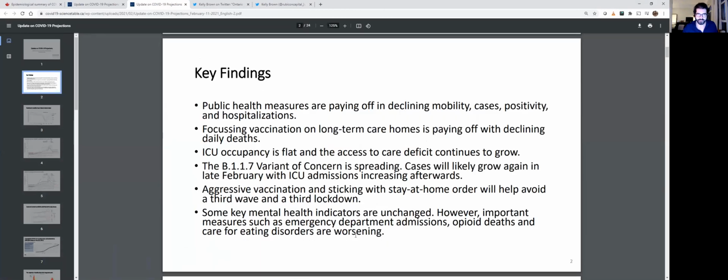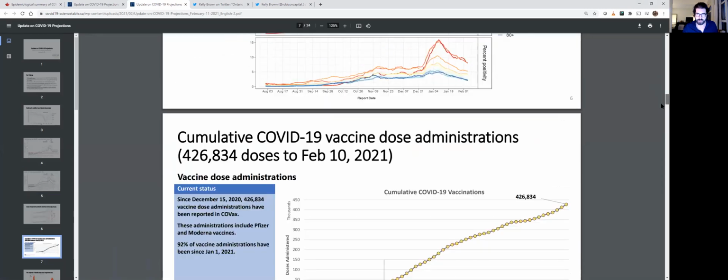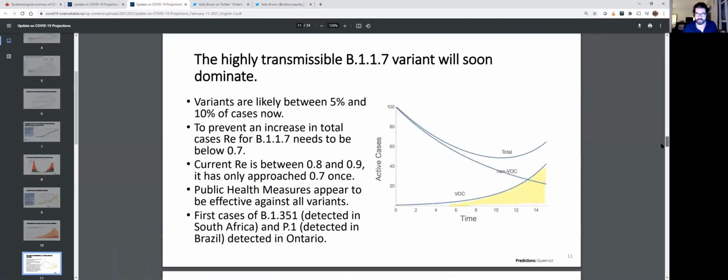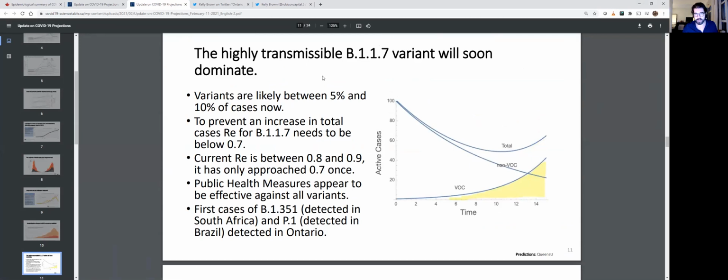The last thing that I wanted to talk about, I'm going to go back up to the first slide here. The last thing I wanted to talk about was two things. One is that aggressive vaccination and sticking with the stay-at-home order will help avoid a third wave and a third lockdown. So essentially, I'm just going to come down here and find the slides. Essentially what they've done is they've said, talking about variants, as the non-variants of concern line comes down, this line here, and the variants of concern increase, we still get a net total increase in cases.